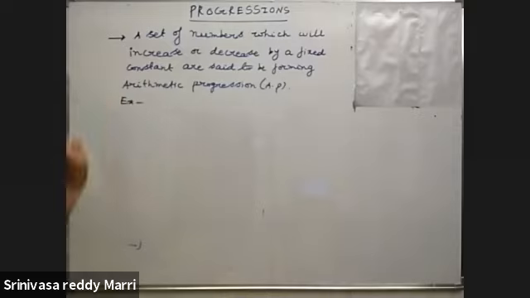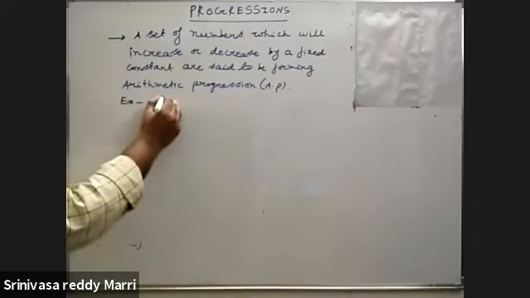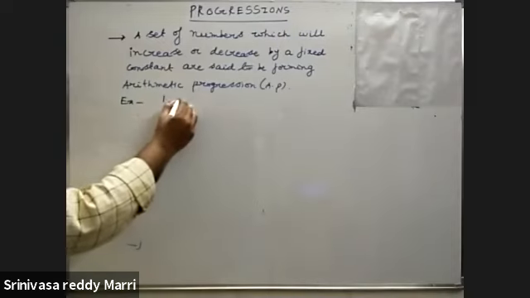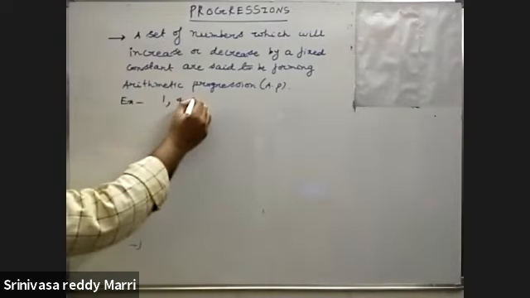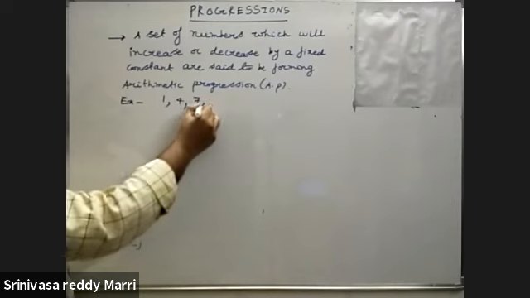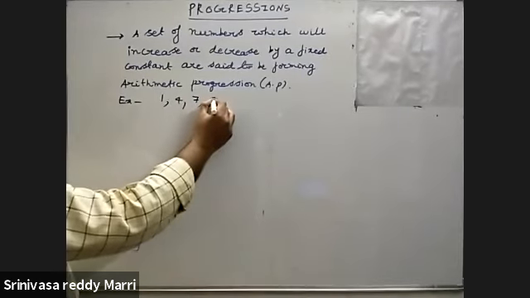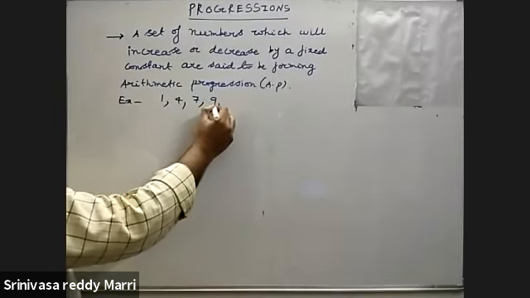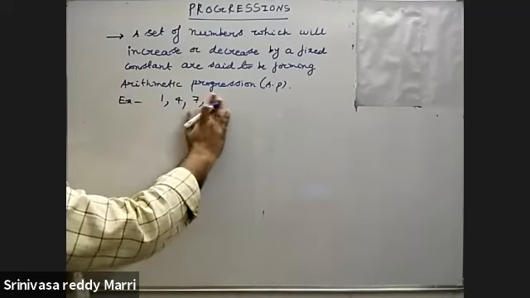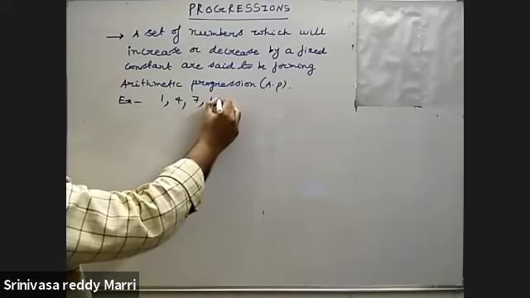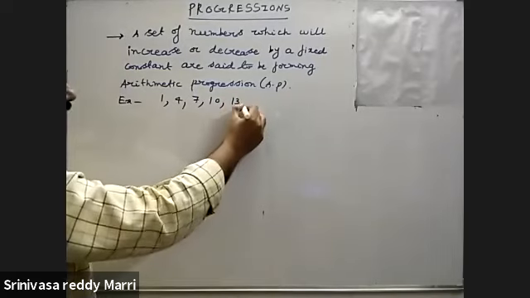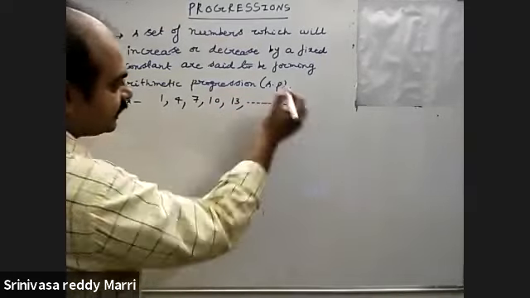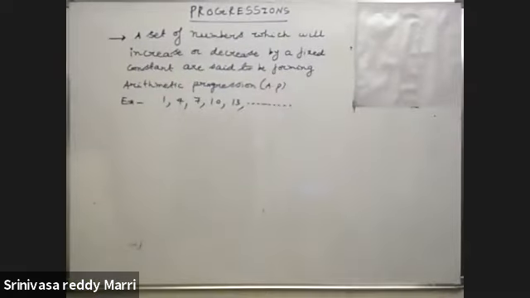Let us take an example. Let us take the set of numbers like this. Look at 1, 4, 7, 9, 10, 13, and so on. Set of numbers are like this.